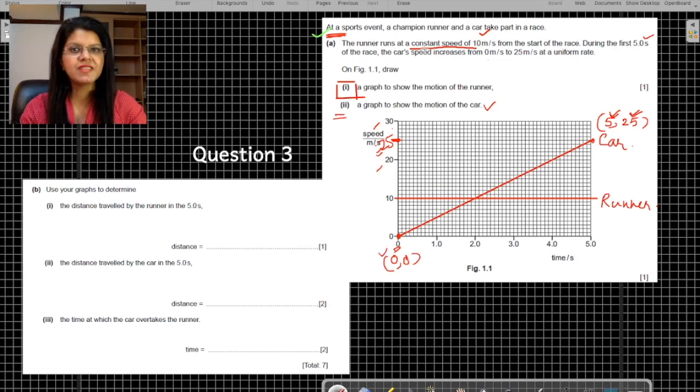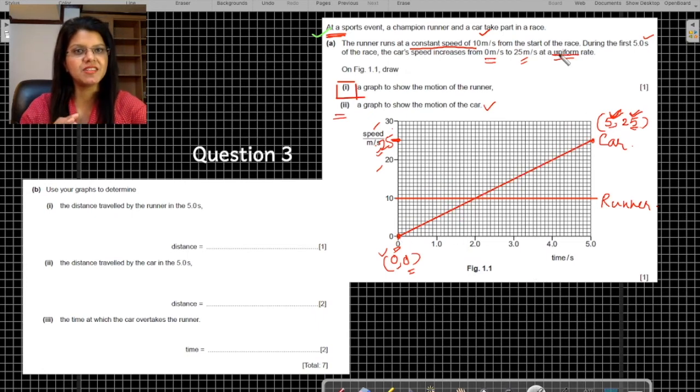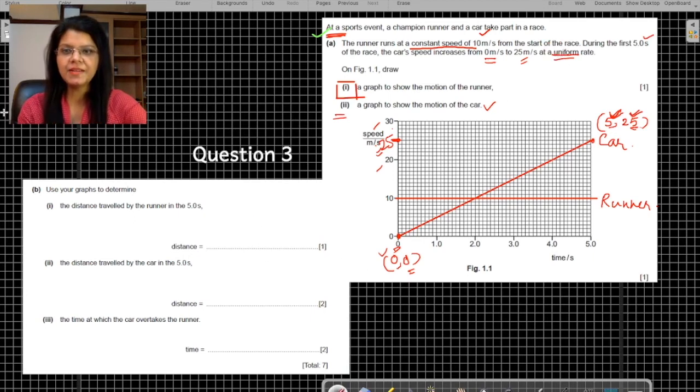In the first 5 seconds, the car's speed increased from 0 to 25 in 5 seconds. Alright, it is a uniform rate. Why? Because it is a straight line which is inclined. So in a speed time graph, we know a straight line which is inclined represents constant acceleration. Right?